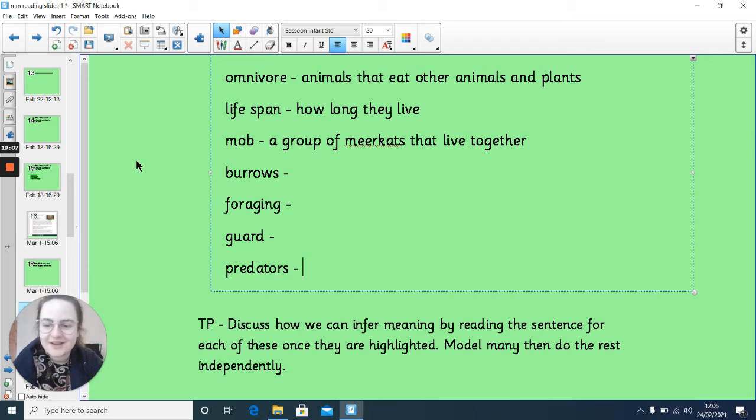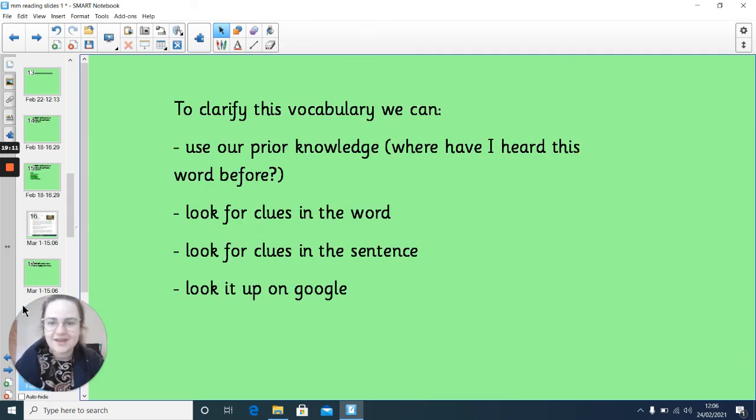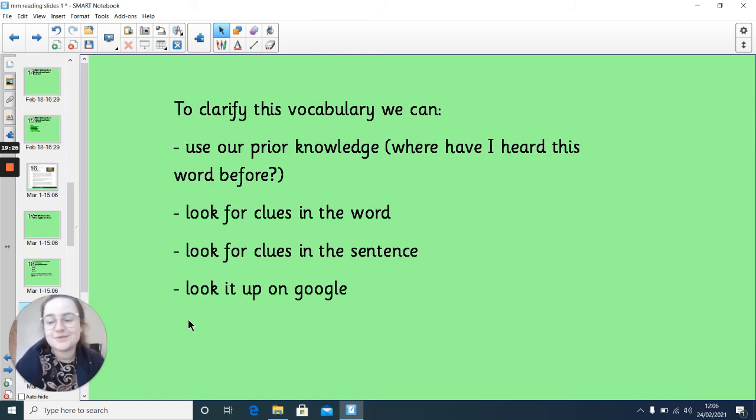Okay, well done at having a go at that, year ones. You've done a really good job. So just to clarify, we might have used our prior knowledge, we might have looked for clues in the word, we might have looked for clues in the sentence, or we could always look it up on Google if we still weren't sure. So even though some of those words are really tricky, we can have a sensible guess at what they mean.